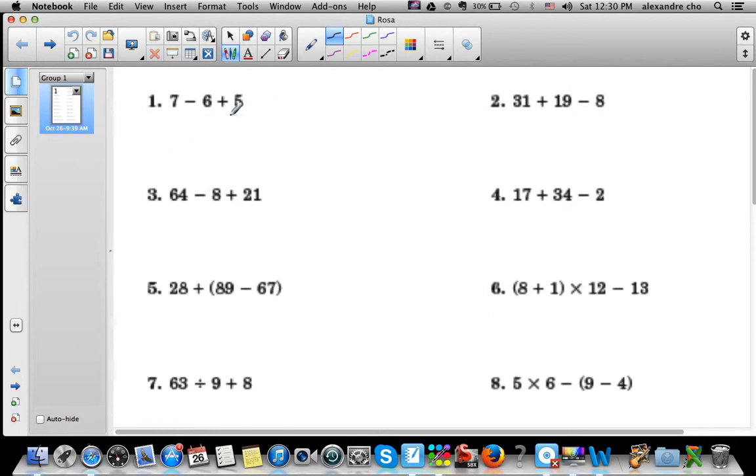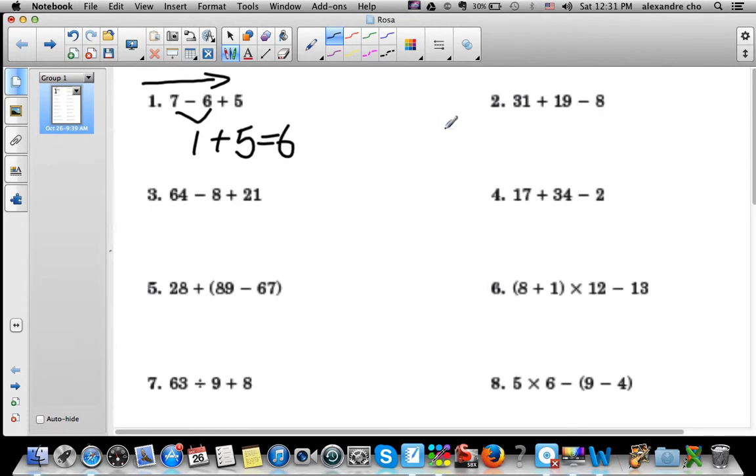We're going to do subtraction because it came first as you're reading it from left to right. Okay, remember, we always read going that way. So who shows up first? Subtraction. 7 minus 6 is 1 plus 5. And these two, 1 plus 5 is 6. Okay? Alright, so 2, order of operations.